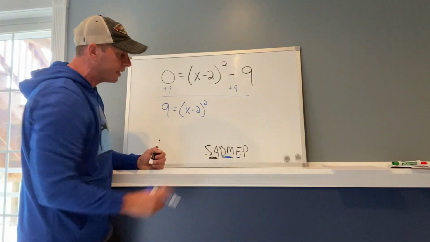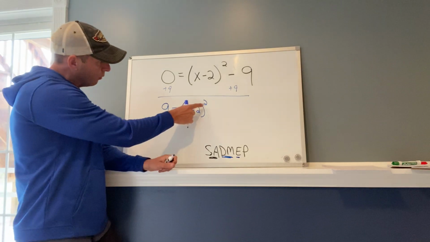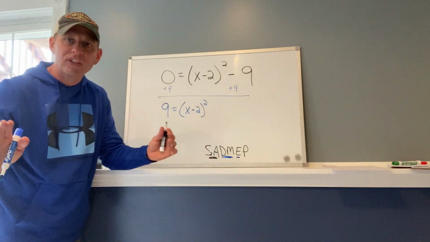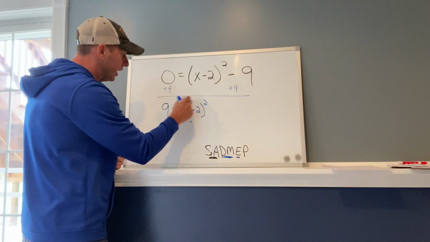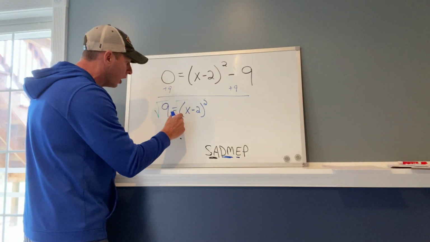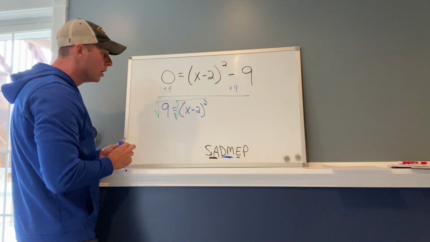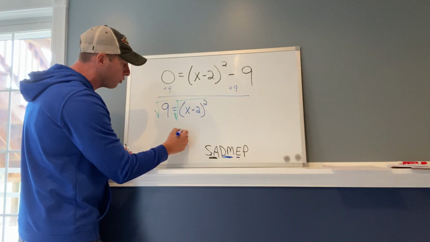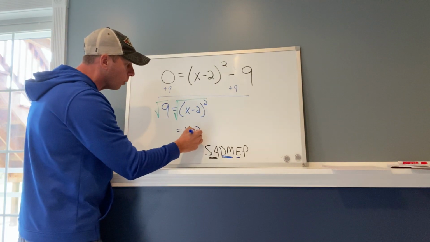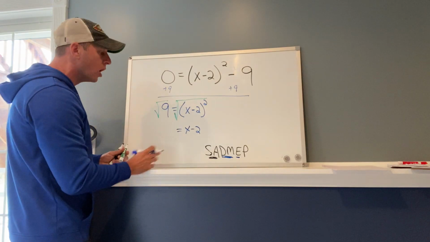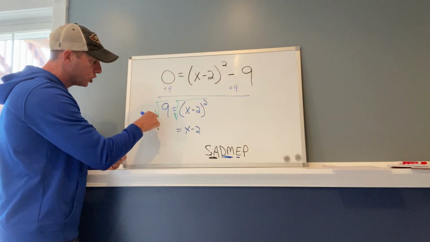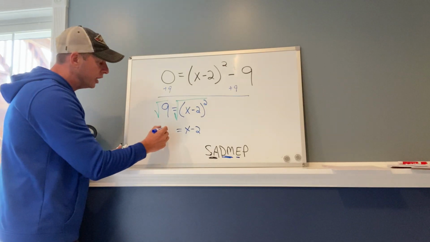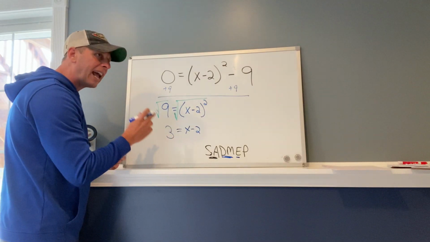Now we're going to take care of the exponents. How do we get rid of the squared? What method is this called? Square root method. We're going to take the square root of both sides. So when we take the square root on this right side, it's gone. We're just left with x minus 2. We don't even need it in parentheses anymore. That's gone. Square root of 9 is 3 and -3.